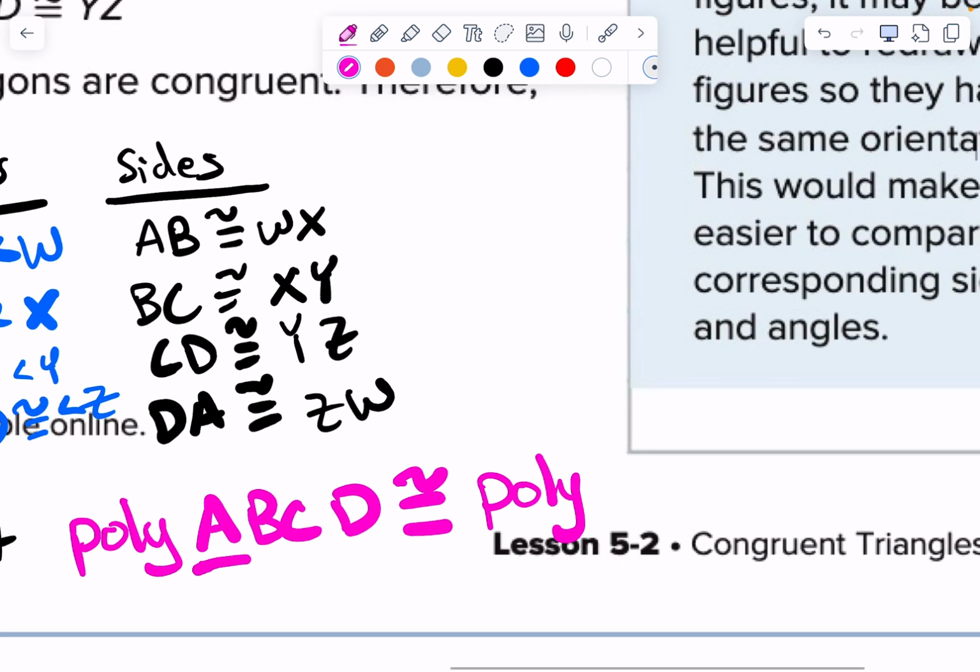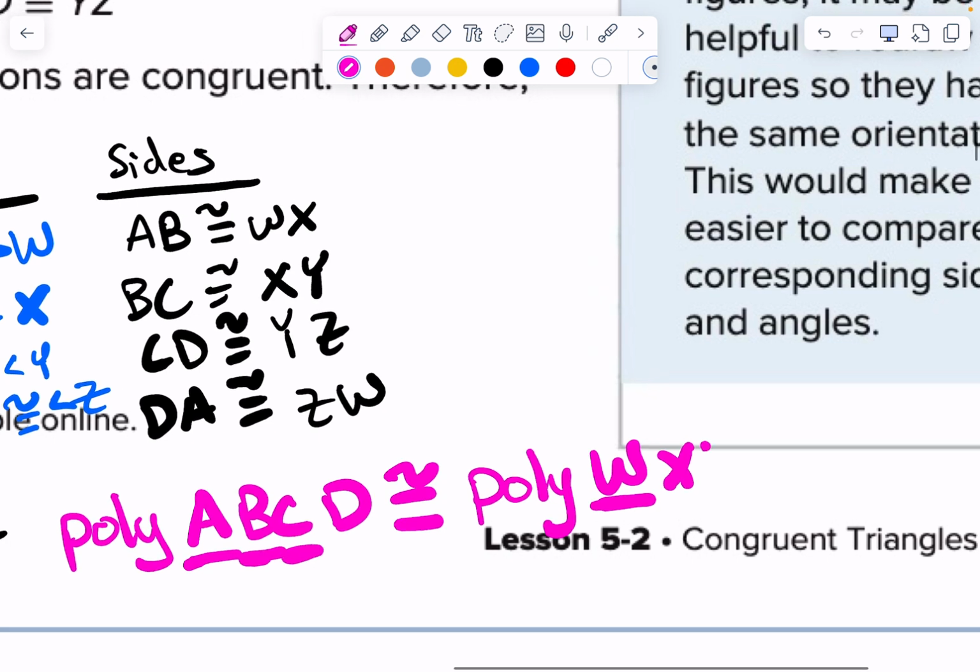So if I list A first, which one goes with A? W. B next, what goes with B? X. C has to go with Y. D has to go with Z, right? You can call this polygon DCBA, but if you do that, you have to call this polygon ZYXW, yeah? It doesn't matter what order you go in as long as they match each other. Got it?